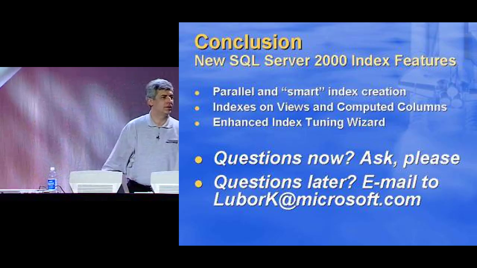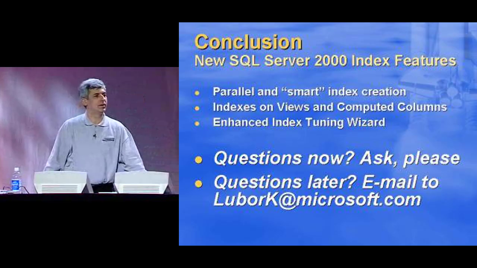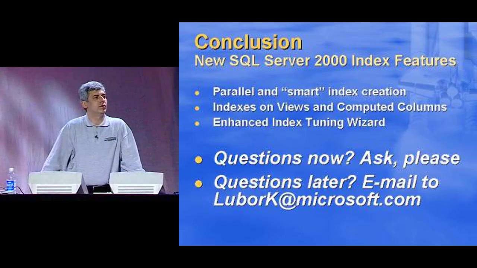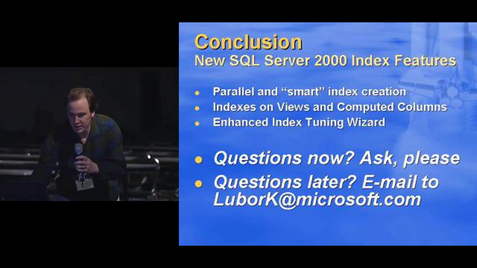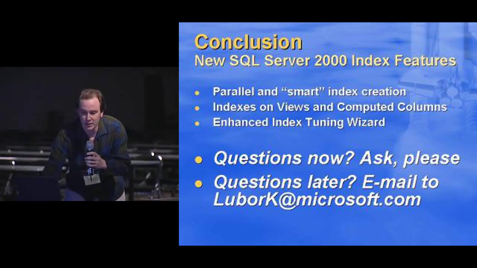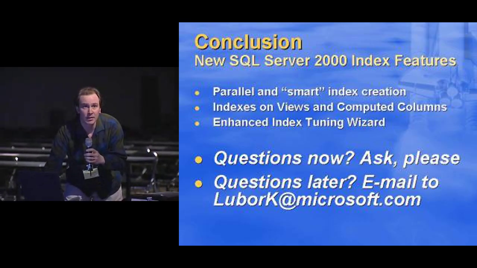Yeah, question from the web here. I'll read it verbatim. By creating an index on a view, the table is persistent. What is the difference between this and creating a second table and setting up triggers to update the second table as the main table is updated? Are there performance gains? Okay, everybody heard the question.